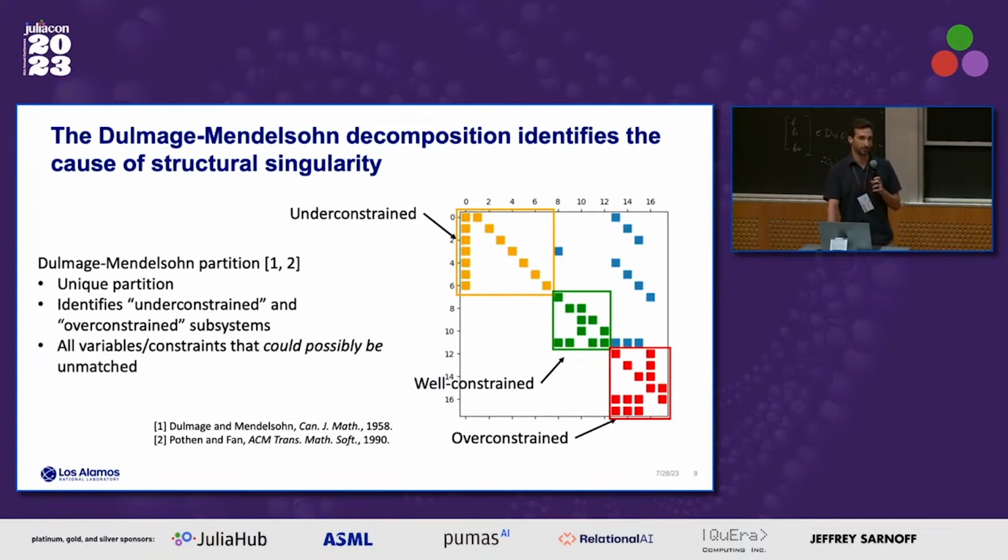So the decomposition that actually is unique and provides us with concrete information that we can use to diagnose the source of a modeling error is the Dulmage-Mendelsohn decomposition, which splits our system into three subsets, which give us all the possible variables and constraints that could be unmatched in any maximum matching. And so these are the systems of variables and constraints that are under-constrained, well-constrained, and over-constrained. And looking at these systems, I found in experience with a couple different problems has really helped me to be able to diagnose the source of singularities and degree of freedom errors.